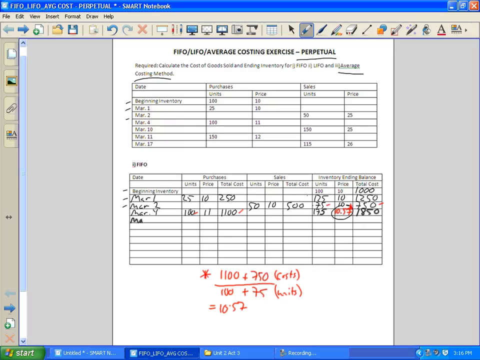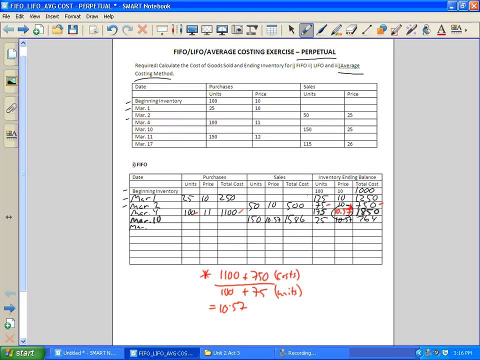So on March the 10th, when we sell 150 units, we don't have to go back and pick from two different kinds of inventory. We just take it all from the same lump sum at the $10.57 average inventory cost, which gives us $1,586, leaving 25 units here at 10.57, which gives us $264.